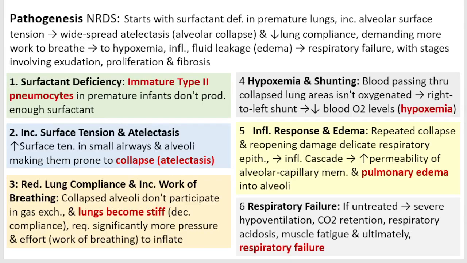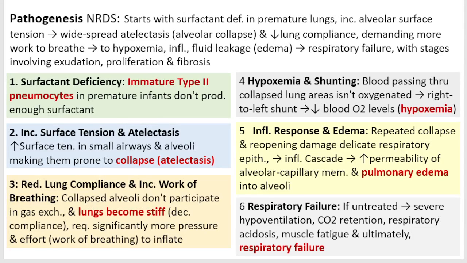Reduced lung compliance and increased work of breathing. Collapsed alveoli don't participate in gas exchange and the lungs become stiff, meaning decreased compliance, requiring significantly more pressure and effort to inflate, which is called the increased work of breathing. Hypoxemia and shunting. Blood passes through collapsed atelectatic lung areas but doesn't get oxygenated, creating a right to left shunt, causing low blood oxygen levels, which is also termed hypoxemia.